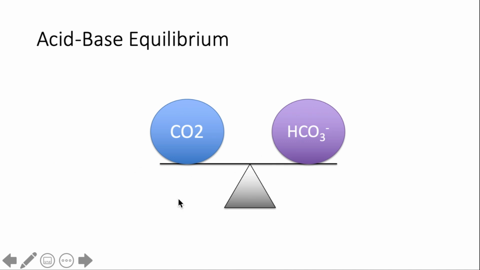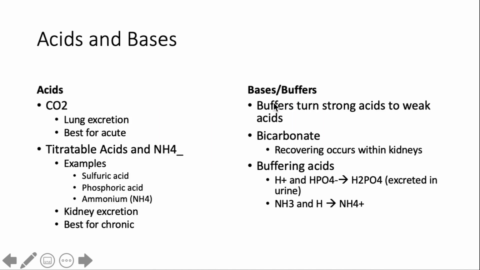Now this is what we want it to look like. CO2 is equally balanced with our bicarbonate. So let's start with acids. Like I said, CO2 is one of our acids that's excreted by the lungs, and this is really good acutely. If I were to increase the amount of CO2 in my body right now, I could blow it off by simply breathing out. If I change the rate of breathing, then I can change the amount of CO2 that's blown off.